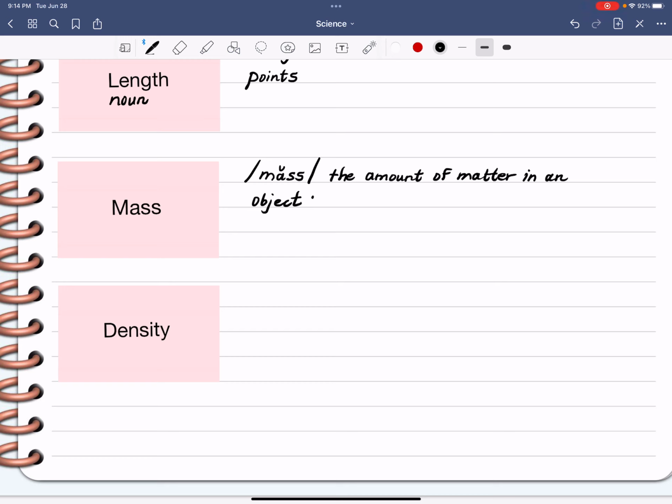Let's go ahead and add just a little bit here. A bowling ball has more mass. It's more massive than a basketball. Even though they're kind of the same size, the bowling ball has more mass, and therefore gravity's pulling on it more, so it will weigh more.